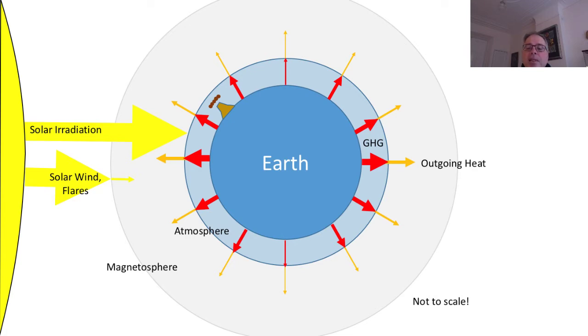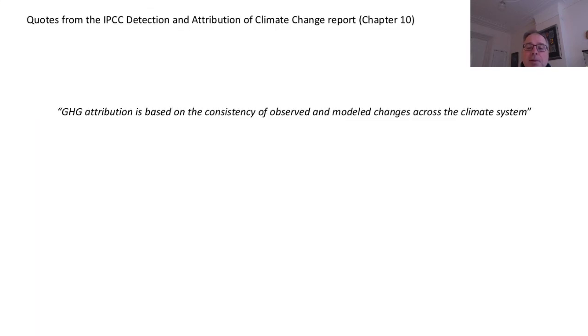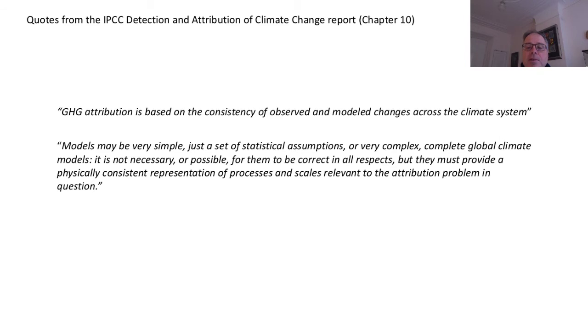If we consider the 1951 to 1980 temperatures to be average, we can see that after 1980, the temperature was above average, determine that we're in a global warming phase, and put some numbers on how much change has happened and why this is happening. So how do the IPCC represent climate change physics? Well, let's go back to their reports. Models may be very simple, just a set of statistical assumptions, or very complex global climate models.